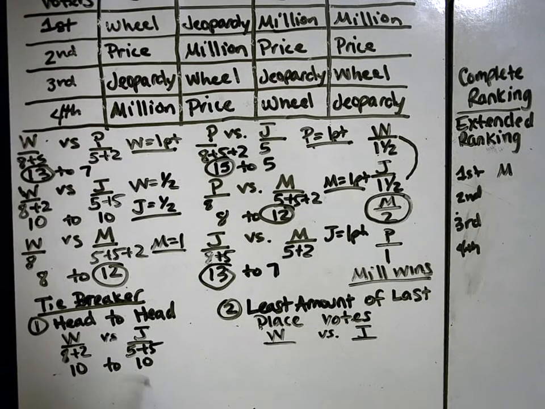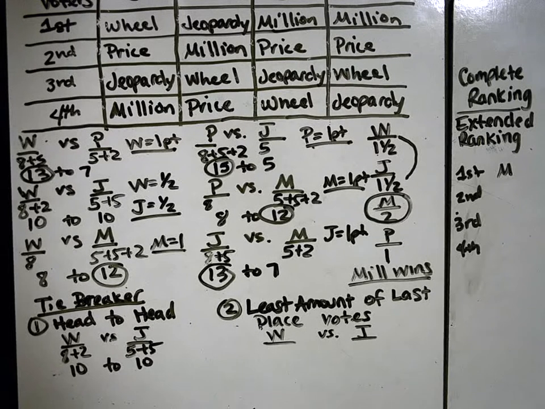Now, in the examples that you will be doing online, if it asks you to do a tiebreaker with a head-to-head, it won't end in a tie. There'll be a clear winner, and then that person will win the tiebreaker. But it just so happened that for this particular example, when we do the head-to-head, it ends up in a tie. So we're going to do the second way to break ties. The second type of problems that you will be asked to do in your homework is to find the least amount of last place votes.